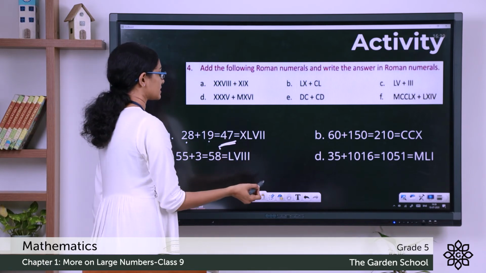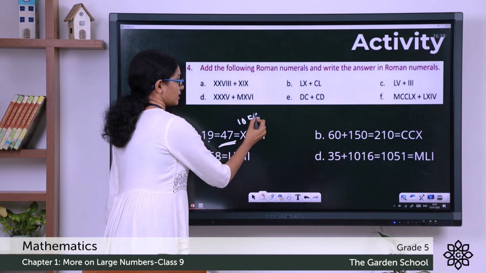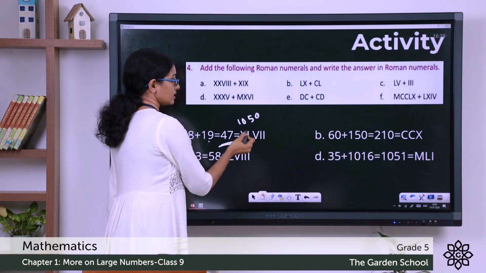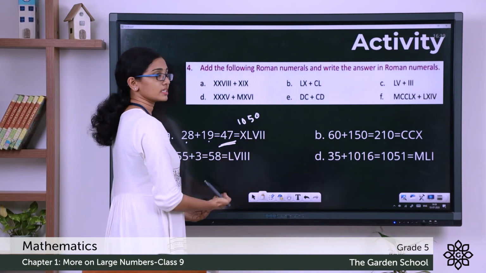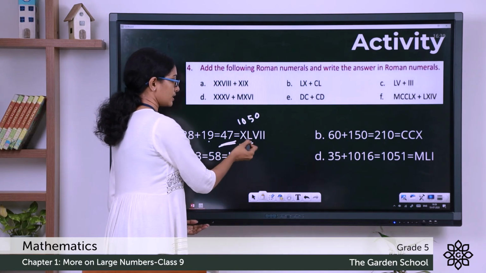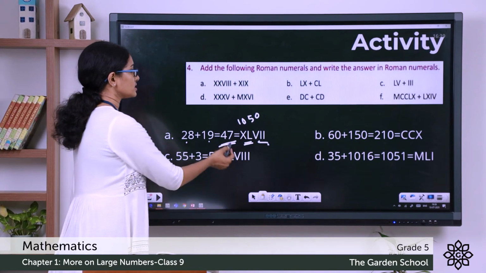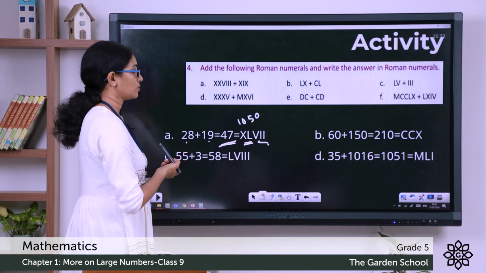How do we write 47? X is 10 and L is 50. So the smaller numeral to the left of the bigger numeral means we are subtracting it. So 50 minus 10 will give an equivalent value of 40. If you write like this, then this represents 7. So this is how we represent 47 in Roman numerals.